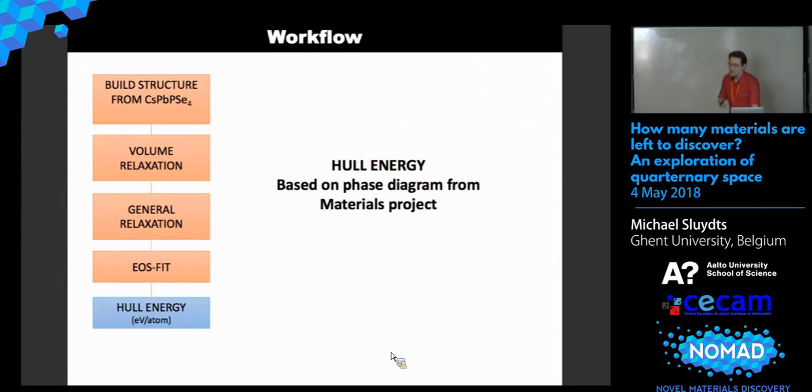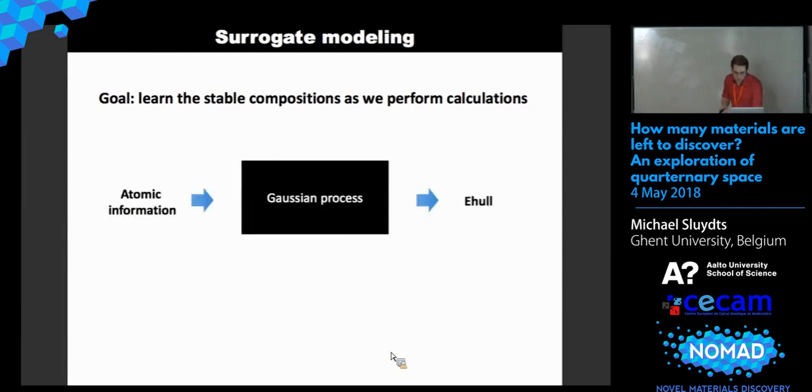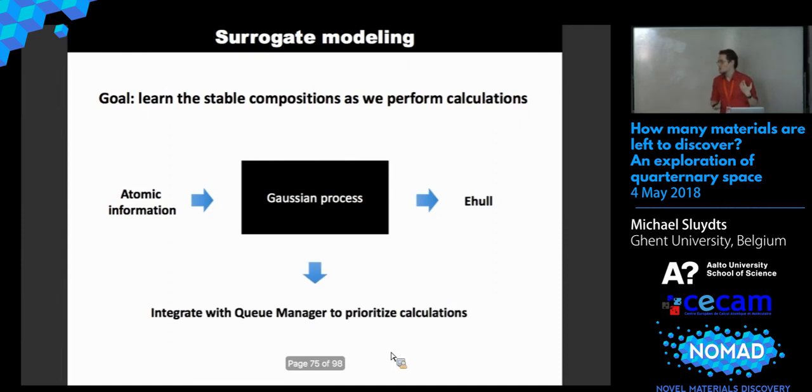Of course, doing all these calculations purely with DFT still remains quite heavy, which is why we've also started looking into machine learning. So we use a bit of surrogate modeling. So the idea is that, okay, these are very well-defined subspaces of material space, so we should be able to learn which regions are actually stable as we do the calculations. So for this we use a very simple Gaussian process model. We just take atomic information in and try to predict the hull energy. We can get away with this because we are only varying the composition in each of these prototypes, so the geometric information is actually quite limited.